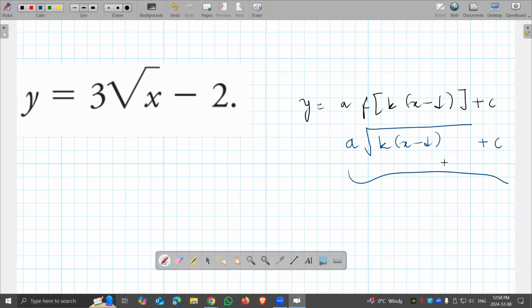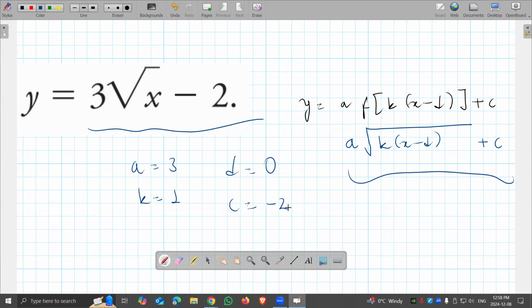So when you compare this with this, you'll see that A is 3. What's K? It's 1. What's D? It's 0. What's C? It's -2. D is inside the function, it should be inside of the square root. The -2 is outside, so that's how we know it's not a D value, it's a C value.